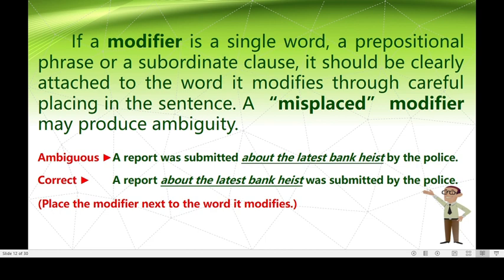A misplaced modifier may produce ambiguity. Just like the examples here. If we say a report was submitted about the latest bank heist by the police, we may sound ambiguous. In order to correct it, we have to place the modifier next to the word it modifies, as in, a report about the latest bank heist was submitted by the police.